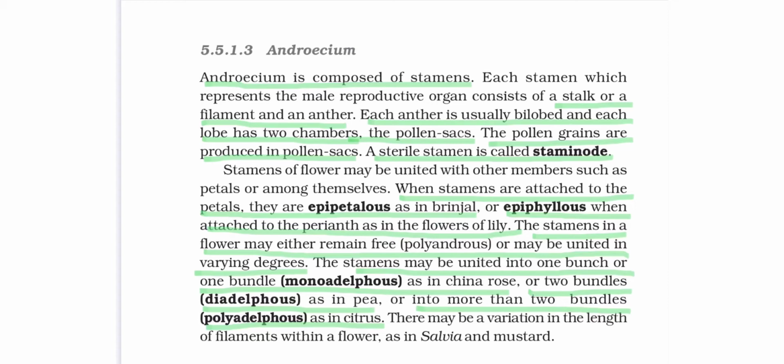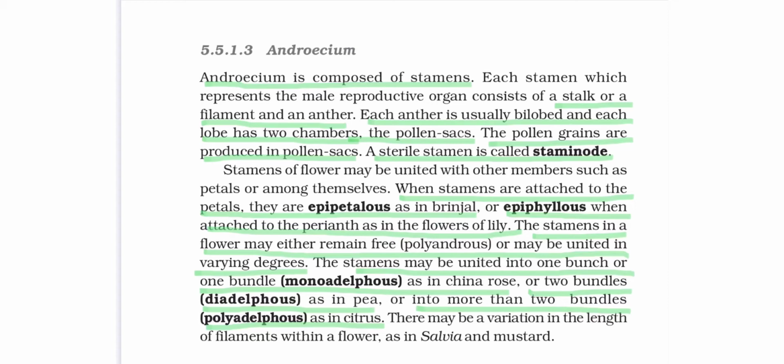As I have said to you, the anther is usually bilobed and each lobe has two chambers. These chambers are known as pollen sacs, because the pollen grains are produced in pollen sacs. And if the stamens are sterile, that means they are not able to reproduce, then this type of stamen is known as staminode. So this is a special term.